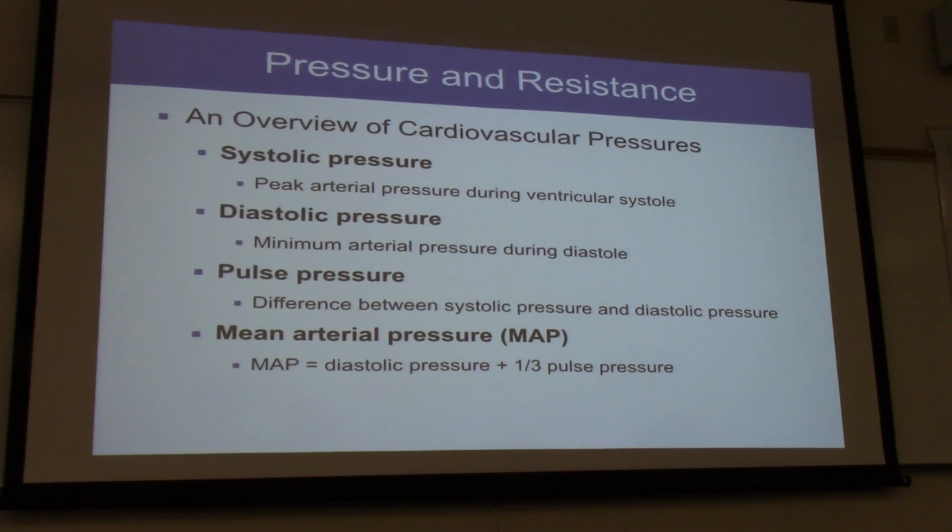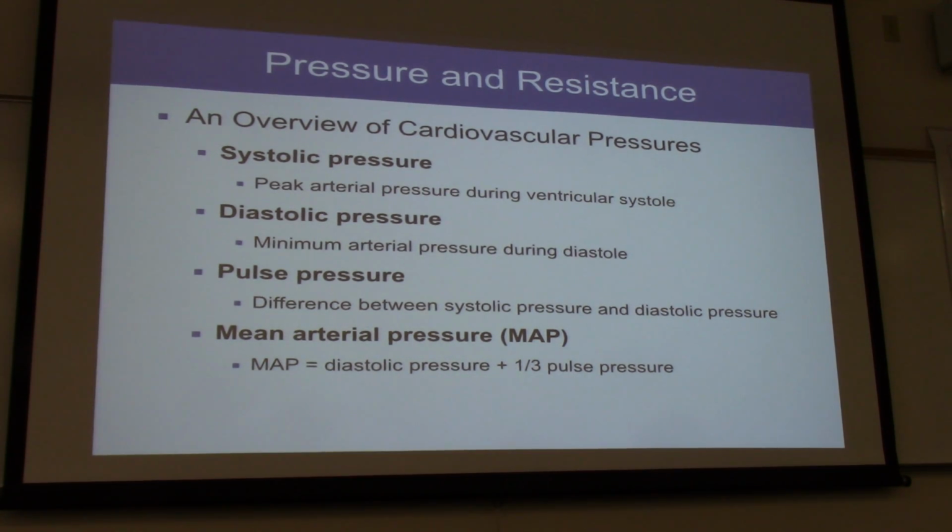Mean arterial pressure equals 80, because that's the diastolic pressure, plus 1/3 of the pulse pressure. The pulse pressure is the difference between the 80 and the 120, so it would be plus 1/3 of 40 in this case. Okay, and what would that work out to be? Well, 1/3 of 40 is 13 plus 80, so the mean arterial pressure then is 93.